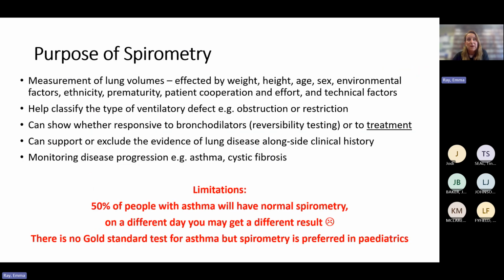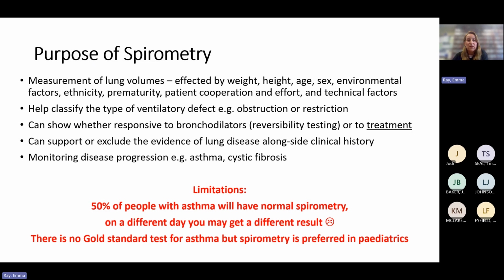So getting to the main point of the presentation, spirometry. It's just a measurement of lung volumes, isn't it? Based on height, age, your gender, and it will be affected by environmental factors, your ethnicity, whether you are premature, and how well you do the test. So on the day of the test, if you're not feeling your best and you're not putting the effort in, it may affect the results.